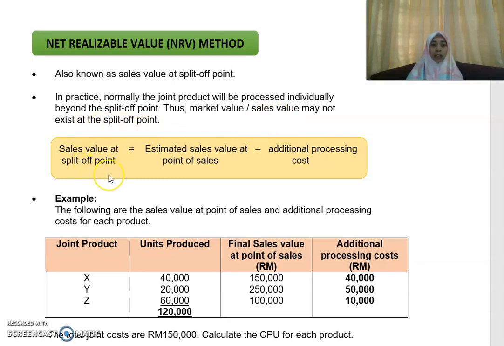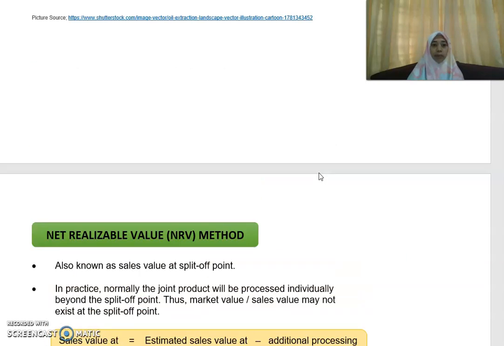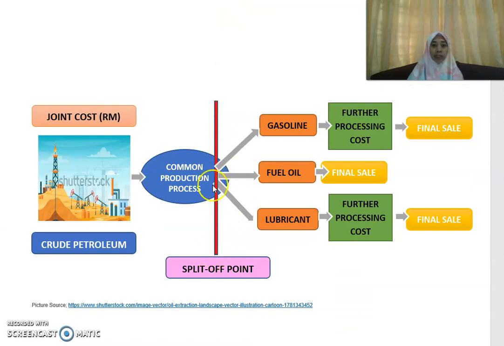So how do you work out the sales value at split off point? That will be the estimated sales value at the point of sales less additional processing cost. If you still remember, you want to work out how much is the sales value at the split off point, because a certain product needs further processing cost. In this case, you do not know how much is the sales value for product X, for example, here. Because you incur further processing cost, then you will have the final sales value.